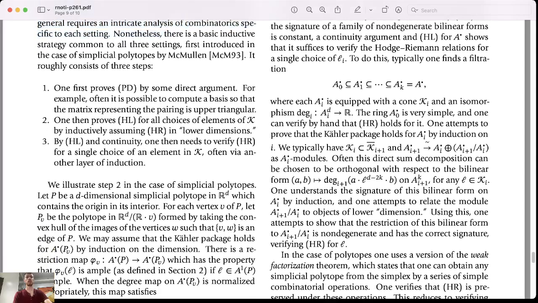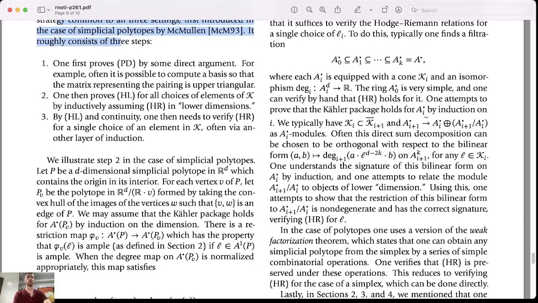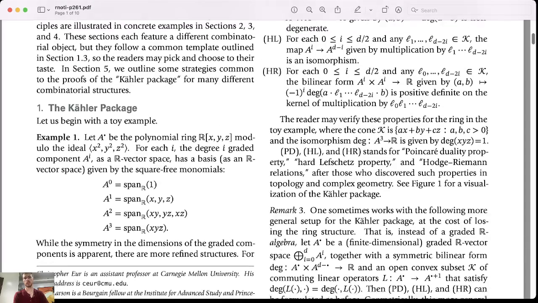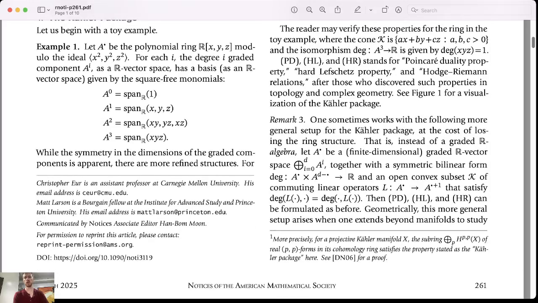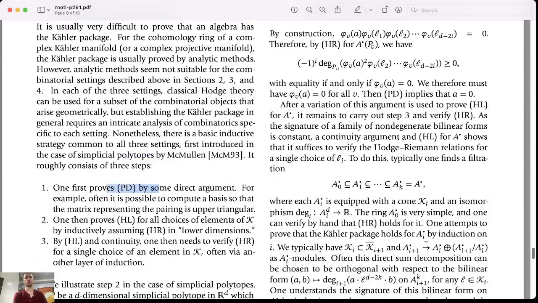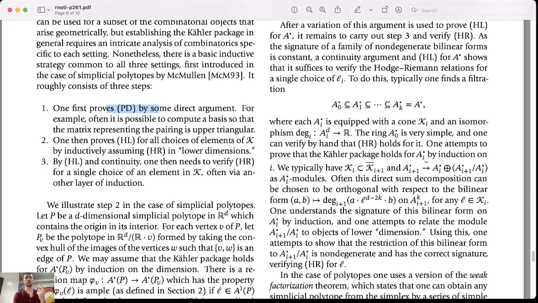Nonetheless, there's a basic inductive strategy common to all three settings, first introduced in the case of simplicial polytopes by McMullen. It roughly consists of three steps. First, prove PD. What was PD? PD is Poincaré duality. So first, prove Poincaré duality by some direct argument.